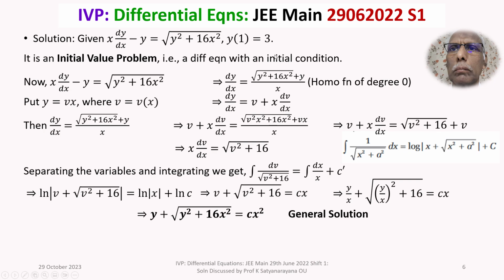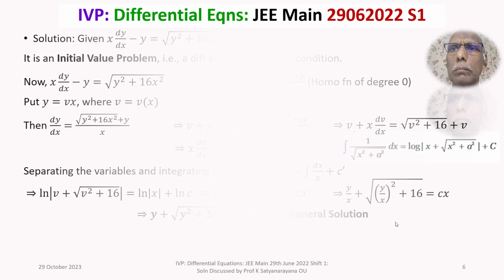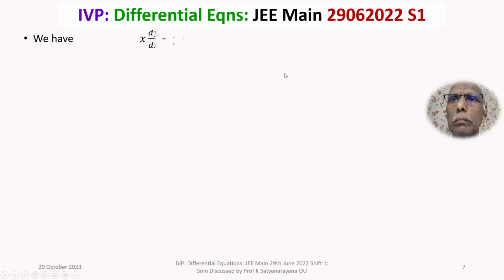We have not applied the initial condition yet. So this is called the general solution because it contains one arbitrary constant. It contains as many arbitrary constants as the order of the differential equation. Therefore, this is called a general solution. So we move to the next slide for evaluating the arbitrary constant c.